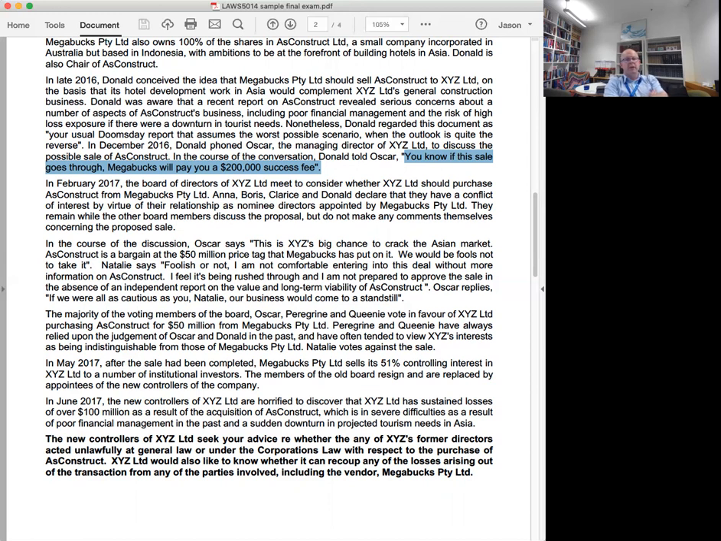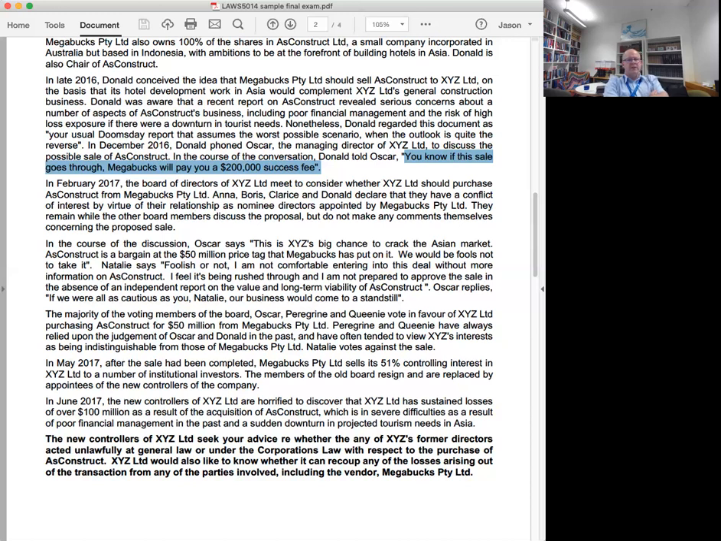We know that Peregrine and Queenie tend to rely on Oscar and Donald. So even if they disclosed fully everything in terms of the financial position of AsConstruct, if Oscar and Donald had still told them, look, we know that this information's out there, but we're confident this is a good deal, maybe they still would have followed it. So the causation and damage might be an issue there.